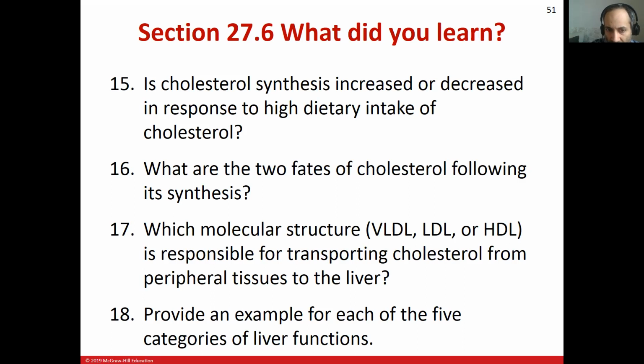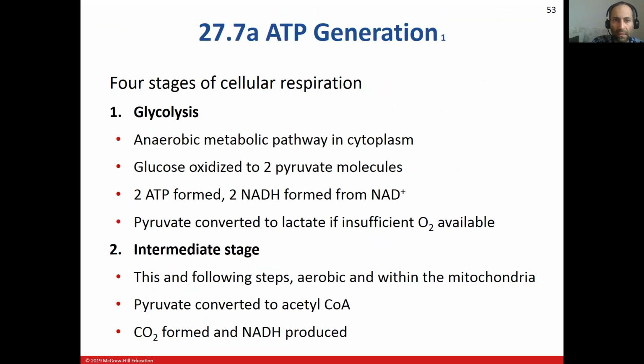Which molecular structure is responsible for transporting cholesterol from peripheral tissue to the liver? The good type, HDL, high density lipoprotein. An example for each of the five categories of liver functions: it stores carbs, it stores proteins, it stores fats, it detoxifies drugs, and it detoxifies food substances as well.